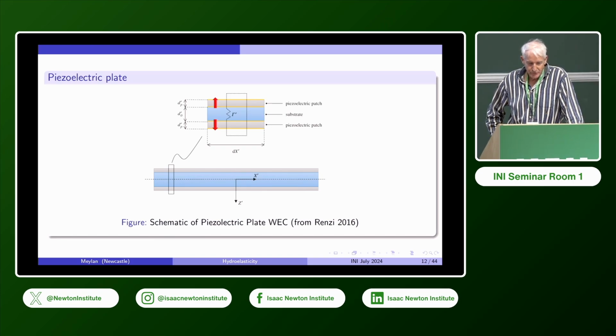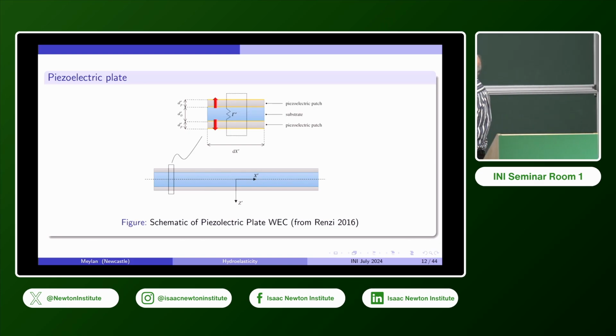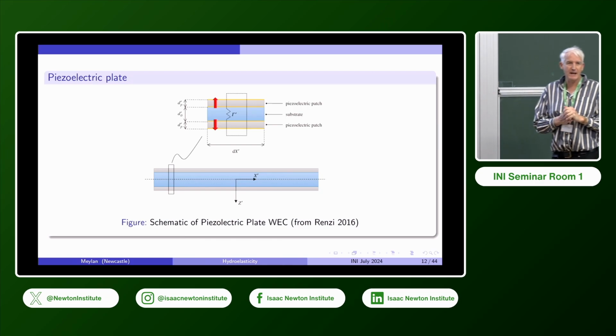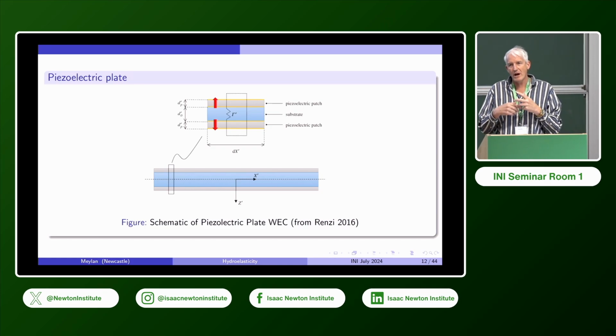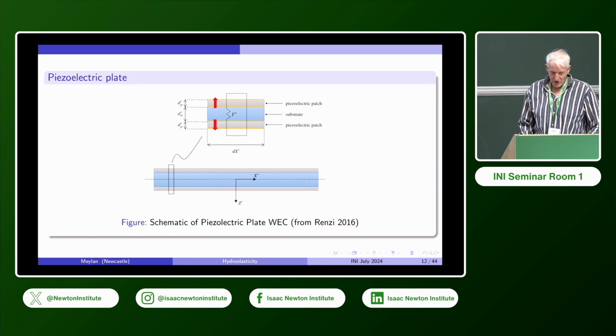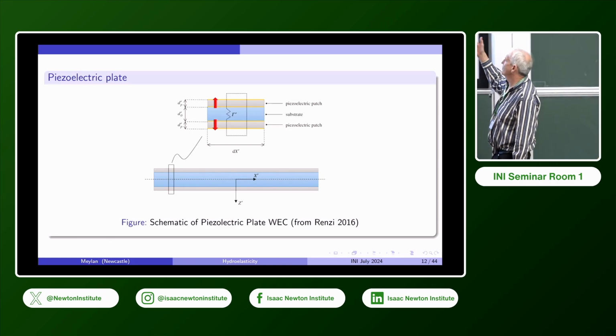This is the schematic diagram taken from Renzi's paper. He actually went as far as trying to work out the equations for a piezoelectric material. He had piezoelectric patches glued to a substrate, and then he derived the equations. It becomes quite complicated because you then have to have a circuit equation to close the equation that's removing power, and the flexure of this object is combined from the flexure of the piezoelectric and of the substrate.